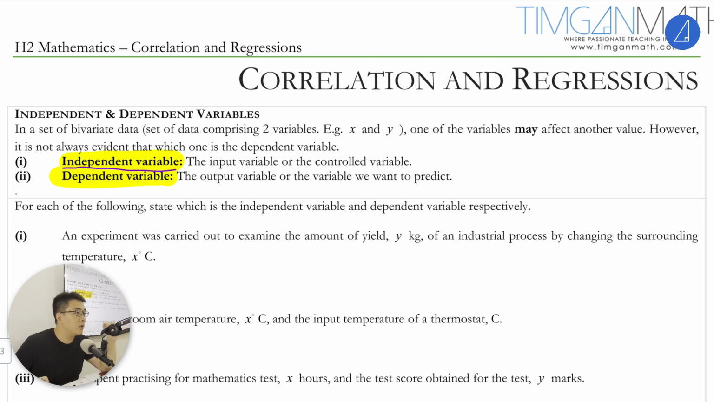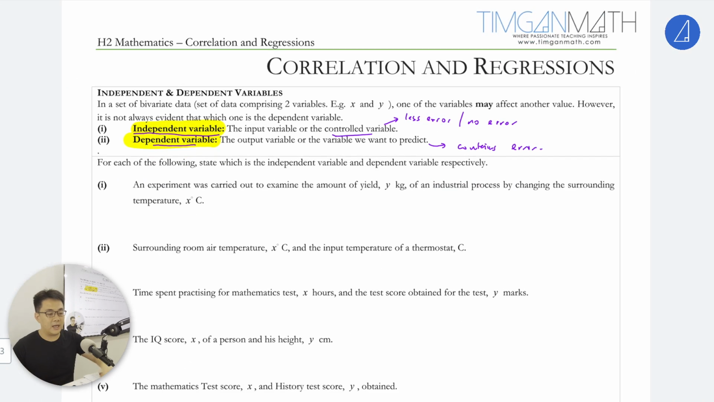Why? Because you can control. If you can control the variable, meaning to say over here you have less error, or rather you can say no error at all. Okay, so that's the main thing. The dependent variable, however, is the output variable, and this one will contain a lot of error. Okay, so that's the idea there. The way you carry out your experiment, you have to know these two.